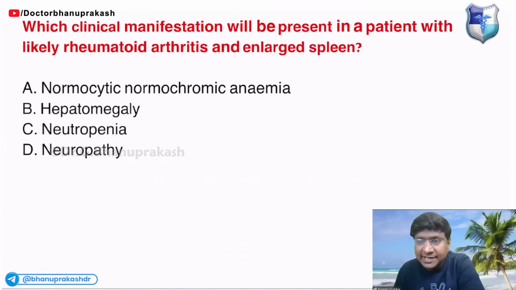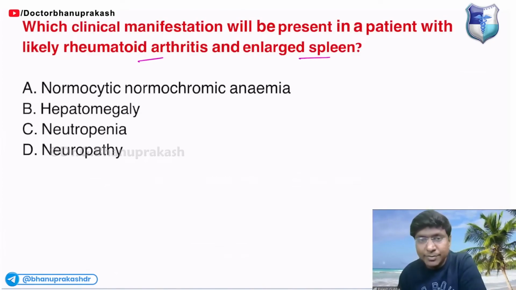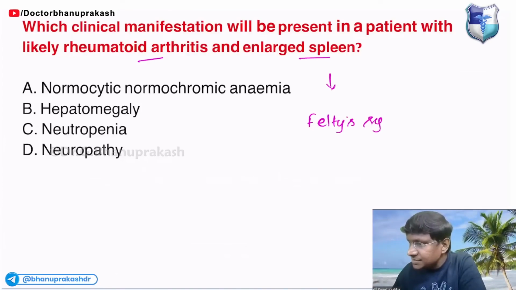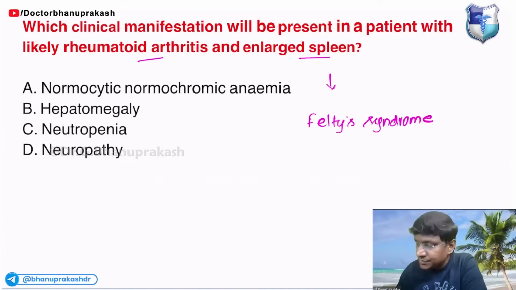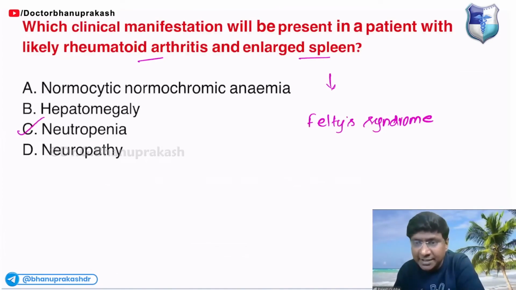So what exactly is this? The patient is having an enlarged spleen and rheumatoid arthritis. This syndrome is Felty's syndrome. Now I have given you a clue. Very good. So the answer is neutropenia. In Felty's syndrome, you will have rheumatoid arthritis, splenomegaly, as well as neutropenia.